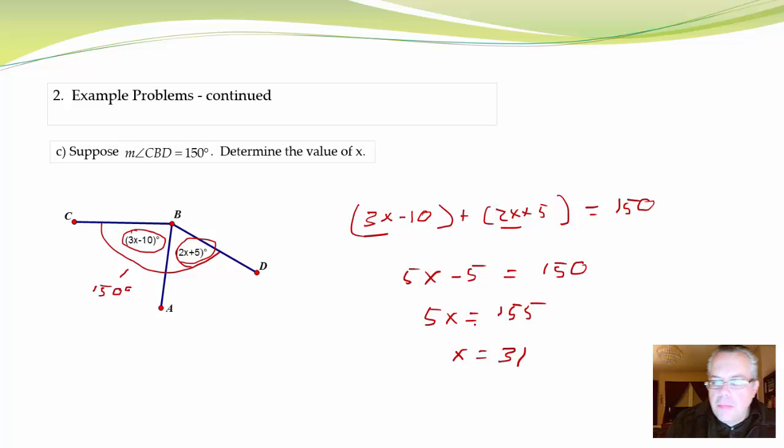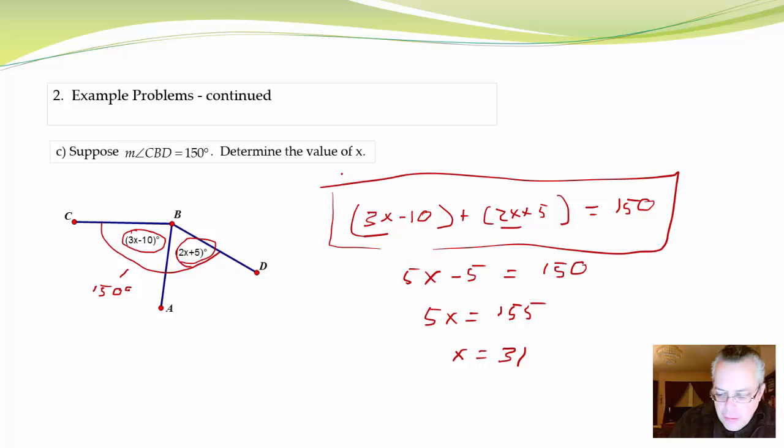So in these angle problems, solving the equation is not going to be a problem for you guys. It's all about knowing how to set it up. That's the key. And that comes from the geometry fact. These two angles add up to the total 150.